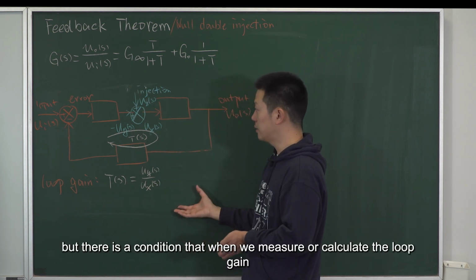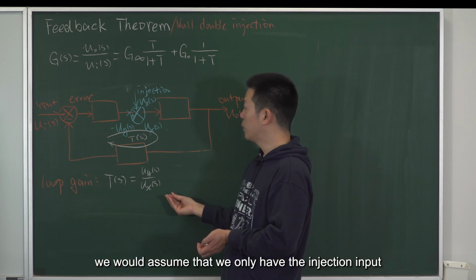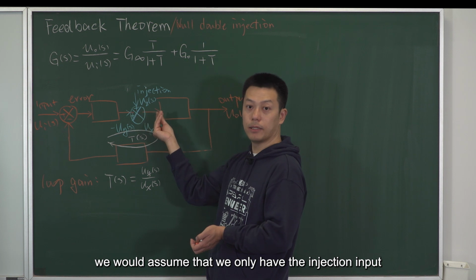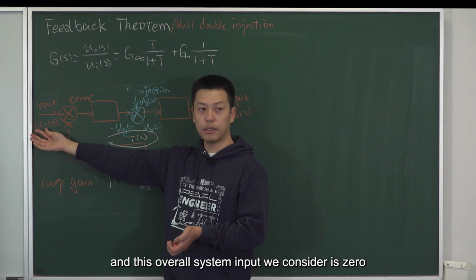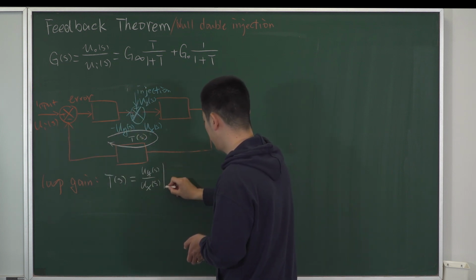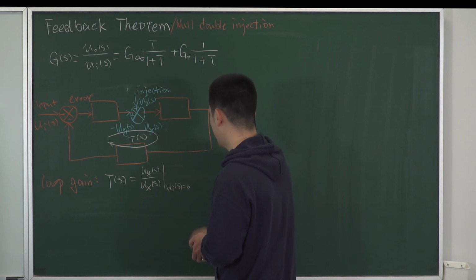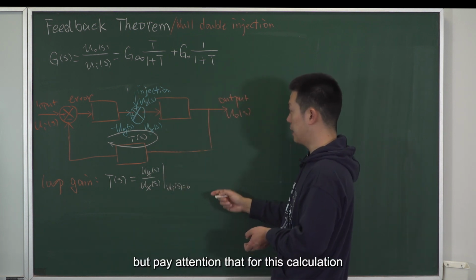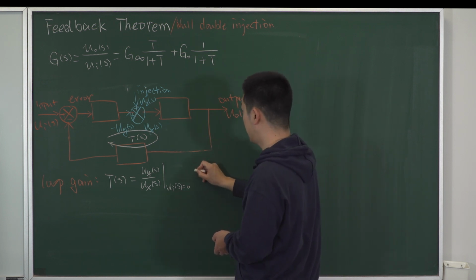But there is a condition: when we measure or calculate the loop gain, we assume that we only have the injection input, and the overall system input we consider is 0. But pay attention that for this calculation, the injection still exists.